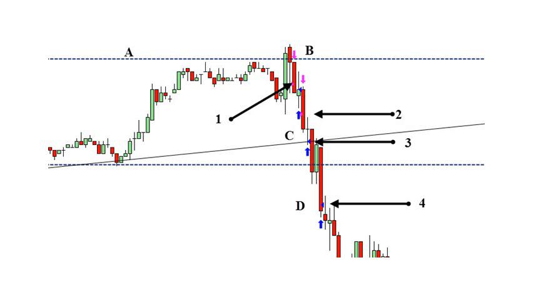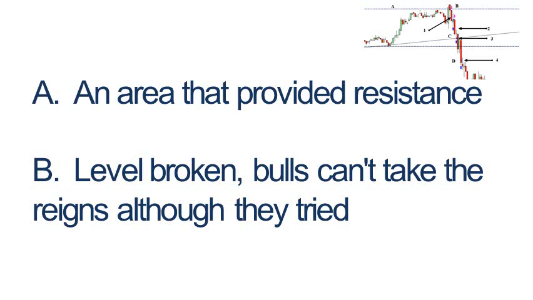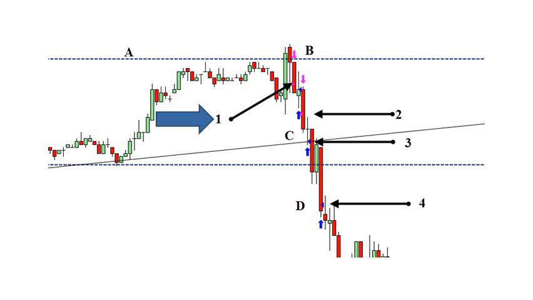This 1-minute chart of the YM is where all the scalping action takes place. It's not always just a scalp though, as there are times when conditions set up that allow for extended targets. They are not always reached due to tight management of the trade, but when they are, they can add 20 to 30 points to your total. Looking closely at the 1-minute chart, keep in mind that the high was already made and price had dropped. A, an area that provided resistance. B, level broken and the bulls can't take the reins, although they try to.